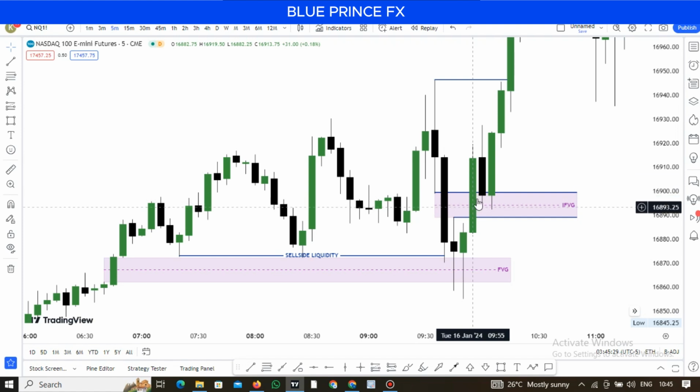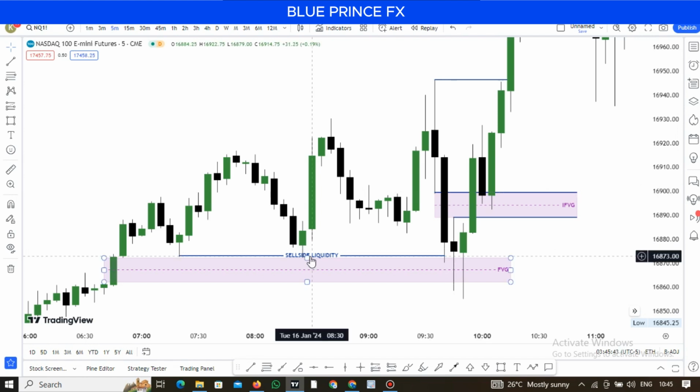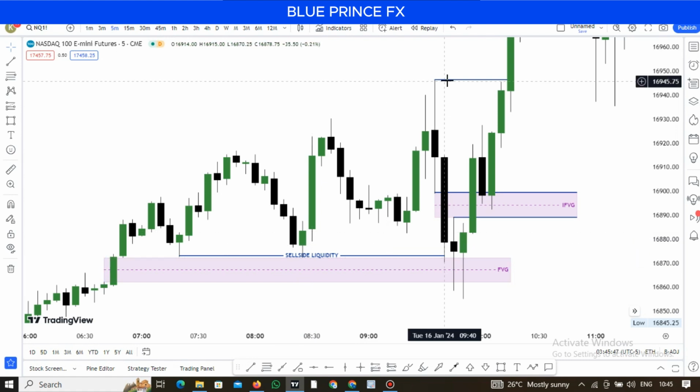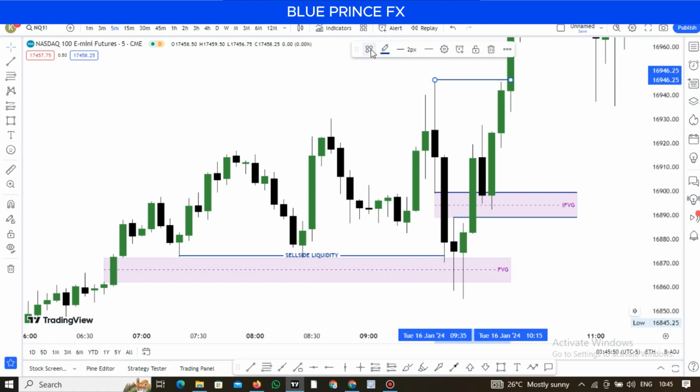This is a closure above this traditional fair value gap, validating this inversion fair value gap and invalidating this fair value gap. Then the fifth requirement is you must have your draw on liquidity. What is our draw on liquidity? Because our sell side liquidity has been raided, now we know that buy side liquidity has to be raided. So this becomes our draw on liquidity. This is where we know that the market is likely to go.